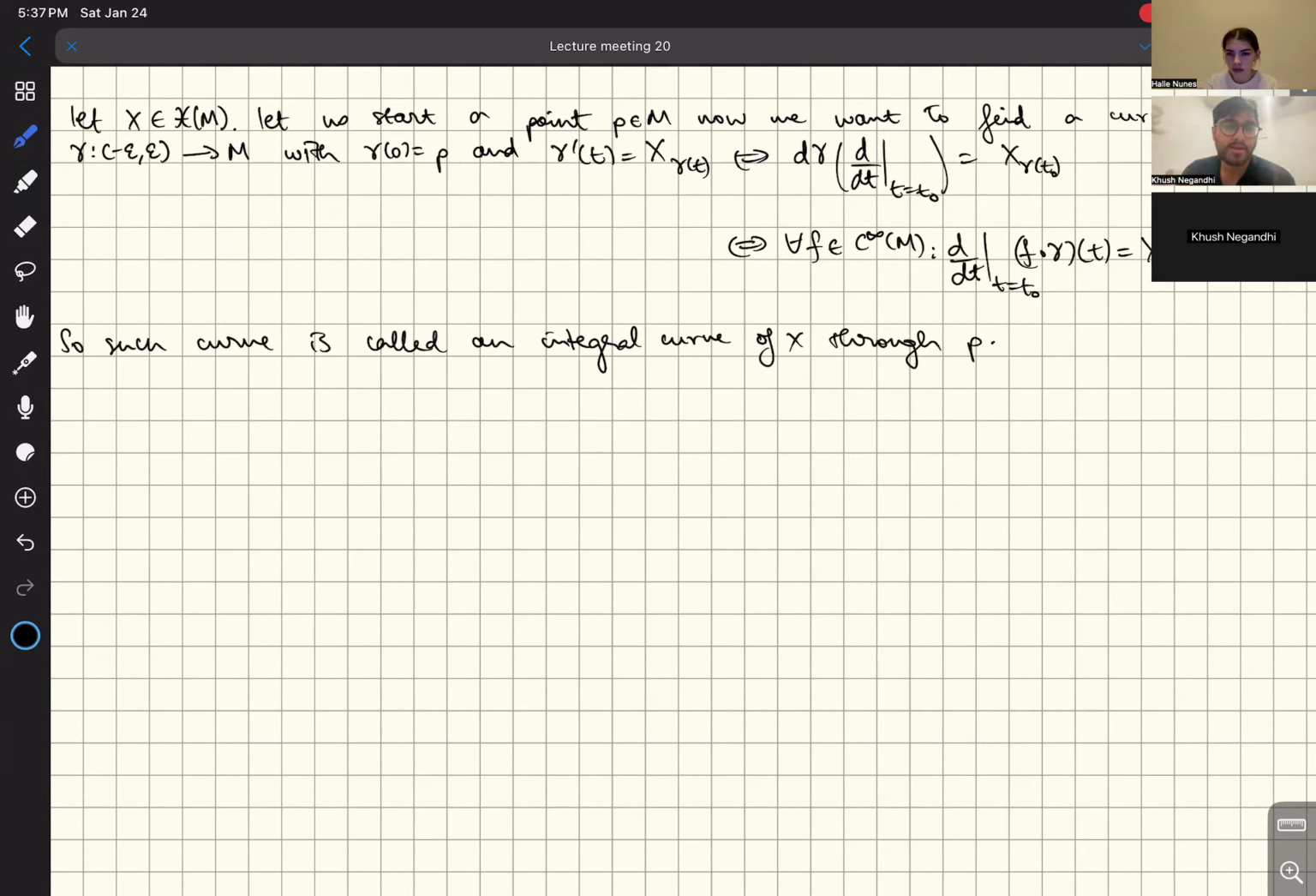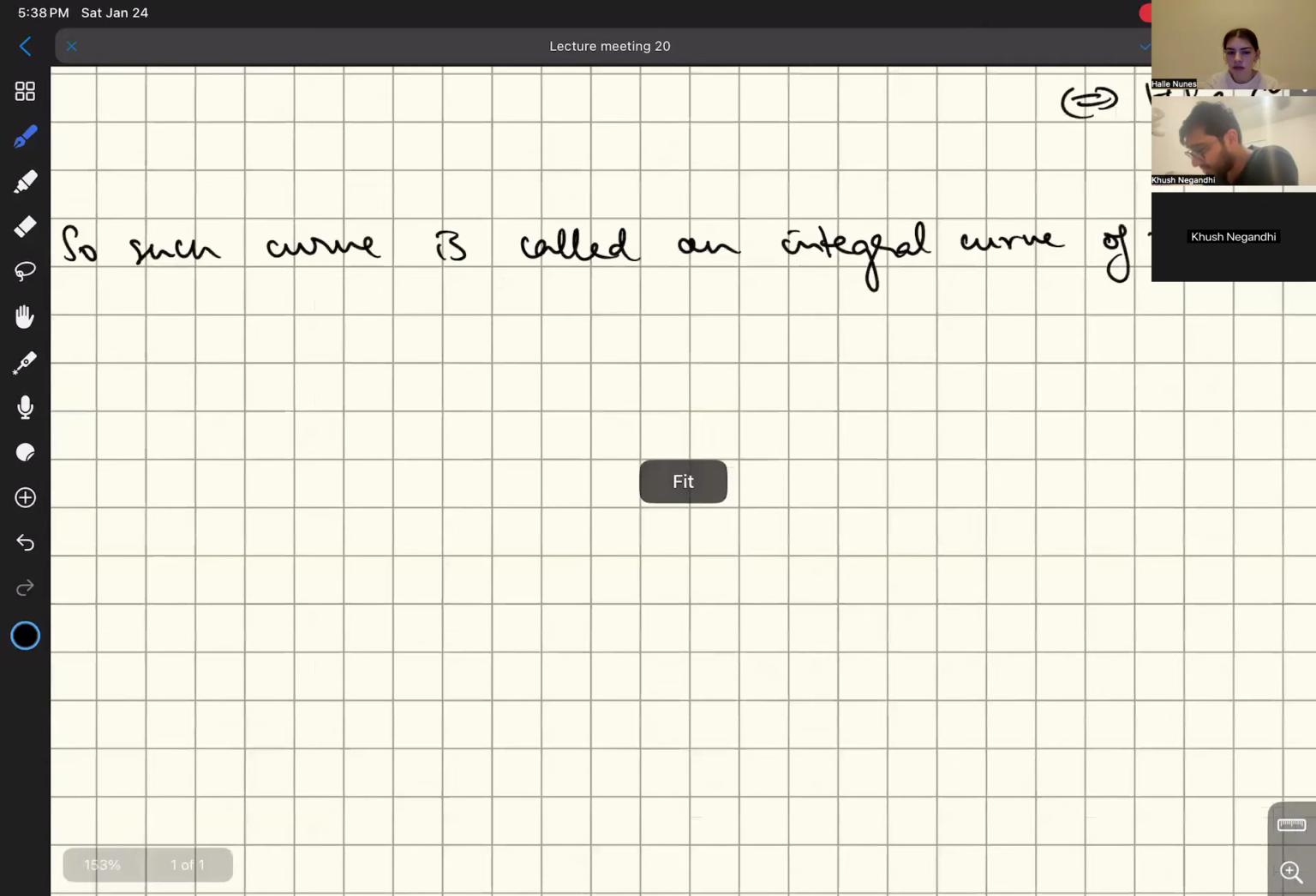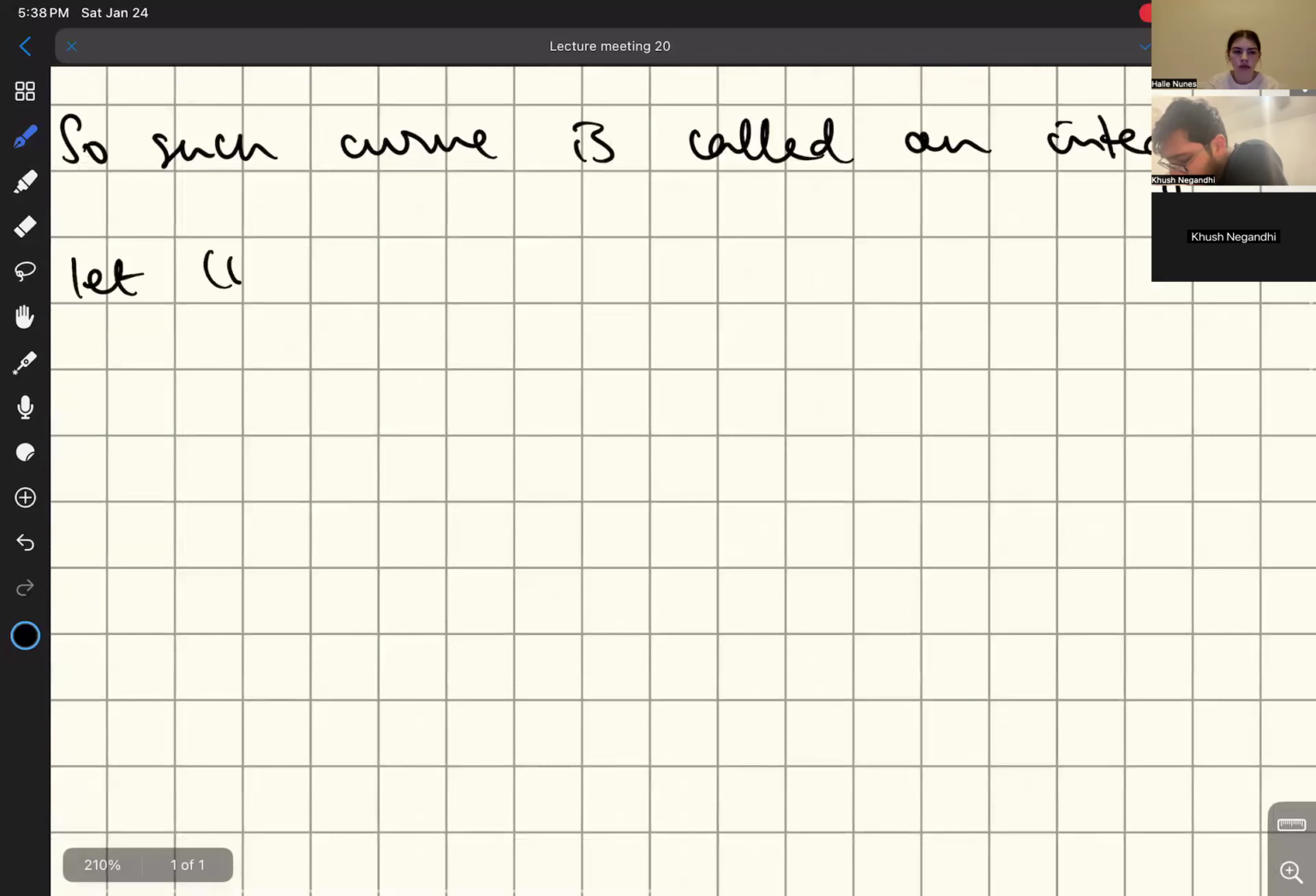Okay. And now if we want to ask, does such a curve exist? We're going to have to use some theorems from maybe ODEs or PDEs. So let's see. In this case, it'll turn out to be a theorem from ODEs, but let's build up to that. So let (U, phi) be coordinates around P.